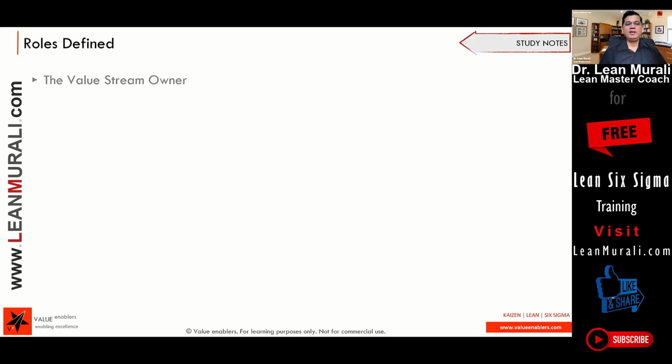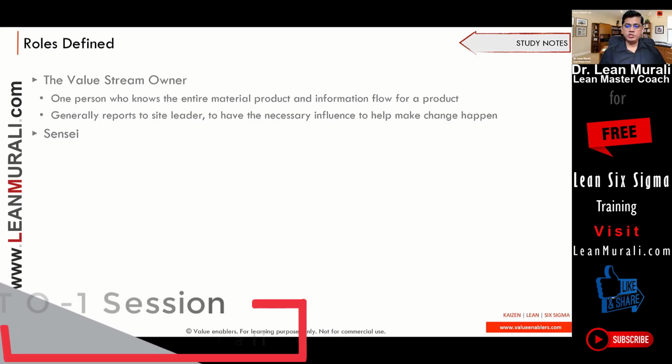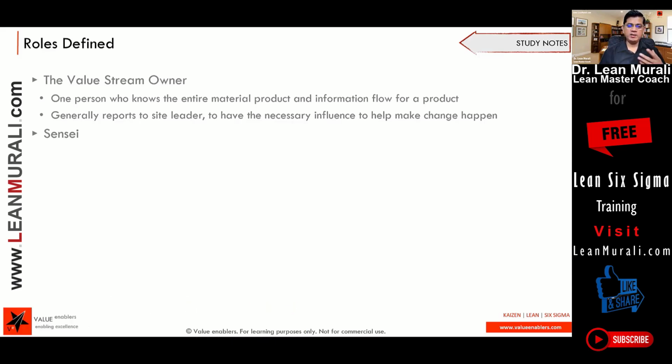We have a value stream owner, the one who knows the entire product. Suppose you're in a restaurant, and you want to improve the value stream of the chapati family or the dosa family. He must be the person who knows the entire process, right from procurement to the delivery. He should know the entire process and the information flow, how the information is flowing. Generally such a person will report to the leader, who has the necessary influence to make the change happen. He has got the authority. He's a people guy who can make that happen. So that's the value stream owner. In some books it's written as value stream manager also.